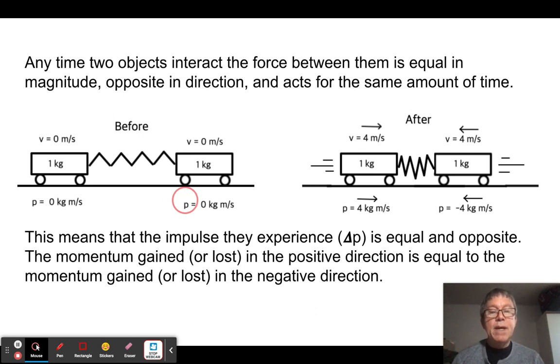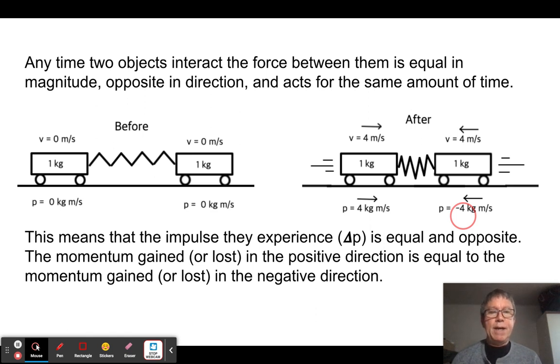Now I release them. And this force acts, let's just say, over a time period of 1 second. Let's just pretend it's a constant 4 Newton force acting over 1 second. What that means then is that there's going to be an impulse of 4 Newton seconds, or kilogram meters per second, on each object. In this case, this object is going to have 4 kilogram meters per second to the right, and this one is going to experience 4 kilogram meters per second to the left. So when I sum their momentums, I get 4 plus -4. I still get zero. The momentum of the system did not change.